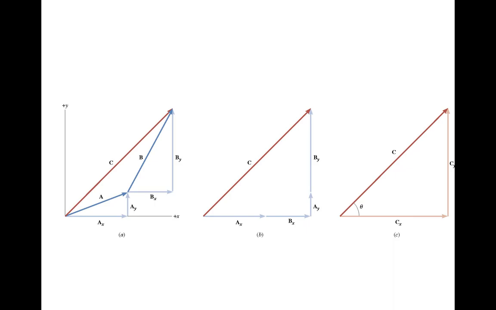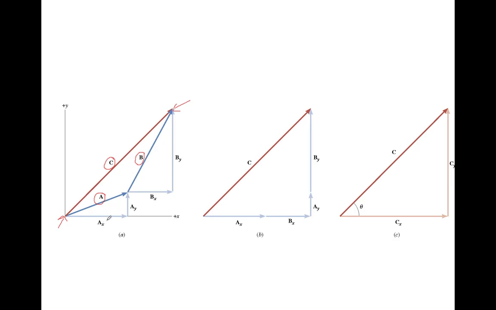So here we have an illustration where you have two vectors added together, vector A and vector B. So you have vector A here and vector B here. They're added together using the tail to head method, and then the resultant vector is vector C, drawn from the start of the first vector to the finish of the second vector. Now, in order to find the x and y components of vector C, we need to break up vectors A and B into components.